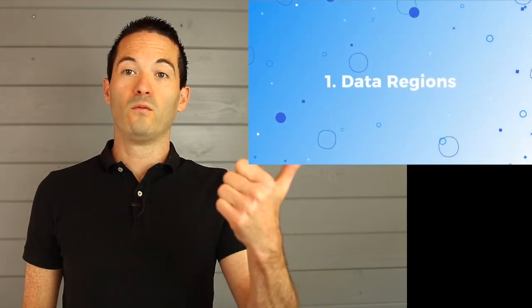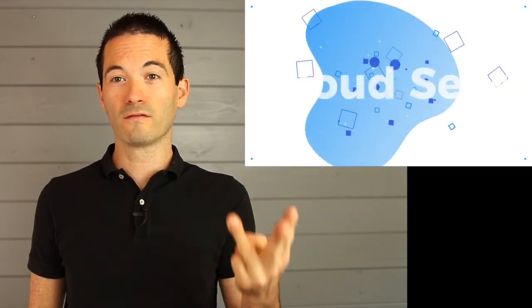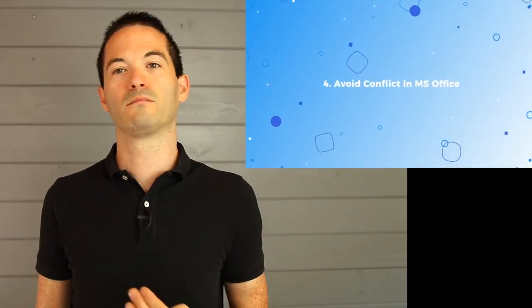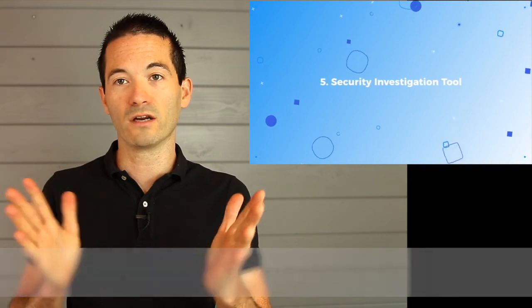So to recap: 1, data regions; 2, Google Voice; 3, has to be Cloud Search; 4, avoiding conflicts in Microsoft Office using the Google Drive file stream tool, a bit of a mouthful; and number 5, the security investigation tool and generally the security center.